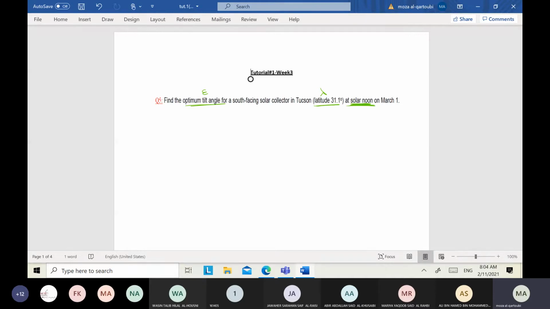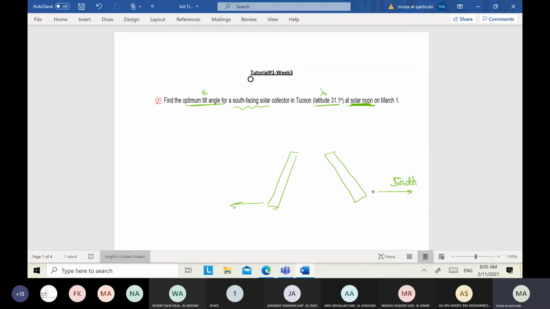Okay, and the given date is 1st of March. So we need to find the tilt angle. I will draw this question in a small diagram. So we have the collector, in the face of south. If it were north I would draw it differently, but we are talking about south facing. So with respect to south facing, in this direction. So south.